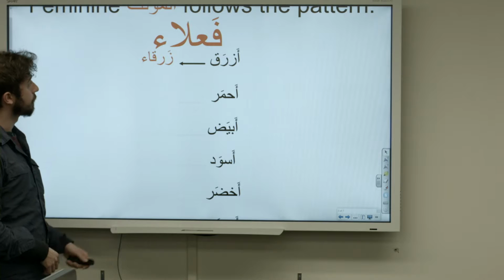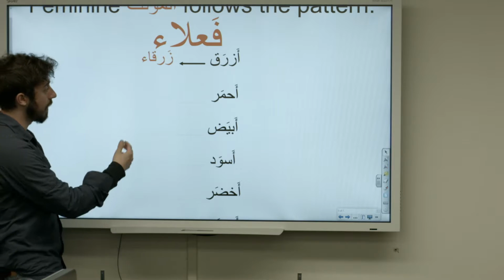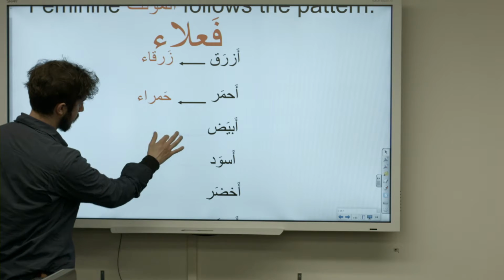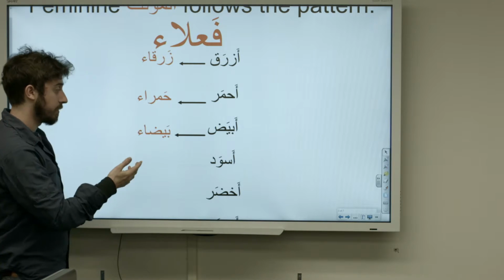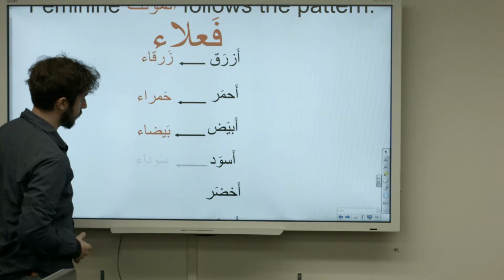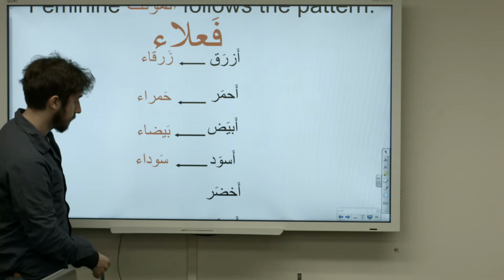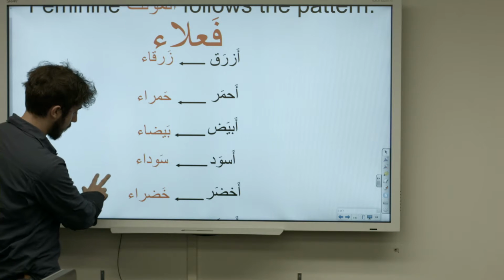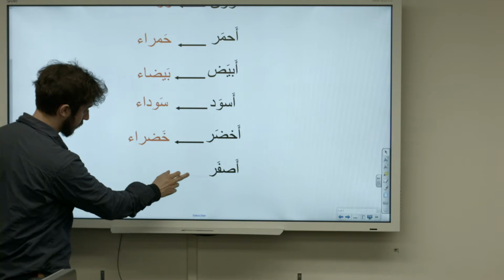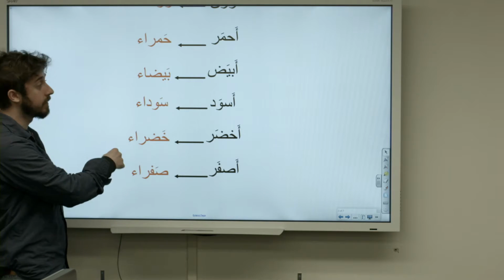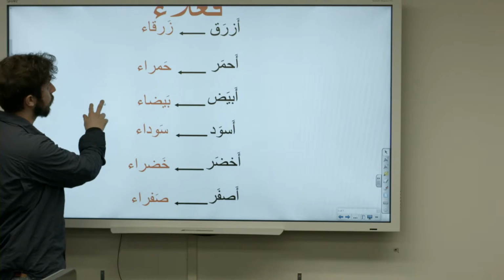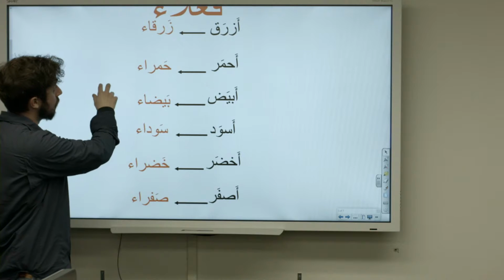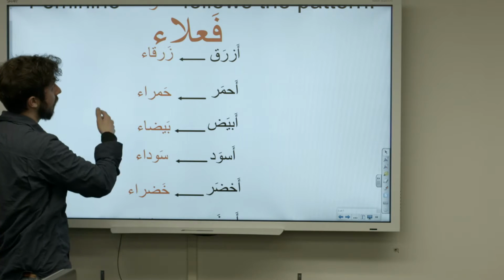zarqa, right? Azraq, zarqa. Ahmar becomes hamra. Abyad becomes bayda. Aswad becomes sawda. Akhdar becomes khadra. And asfar becomes safra. You can just take a quick look at that and just pause it and study it if you need to, and just try to memorize this pattern right here. Fa'ala.